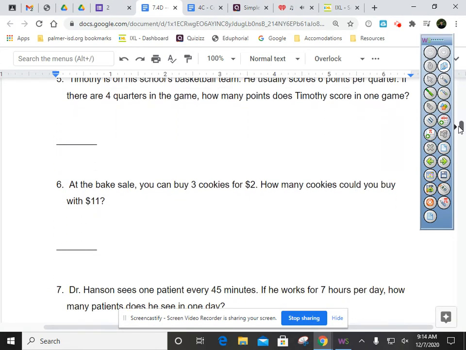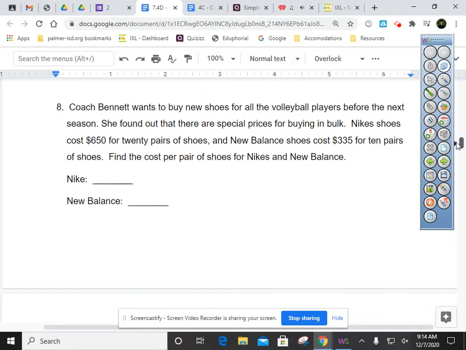So circle number 5, 6, 7, and 8 on that page. I can't believe I didn't number these pages. I'm losing my mind.